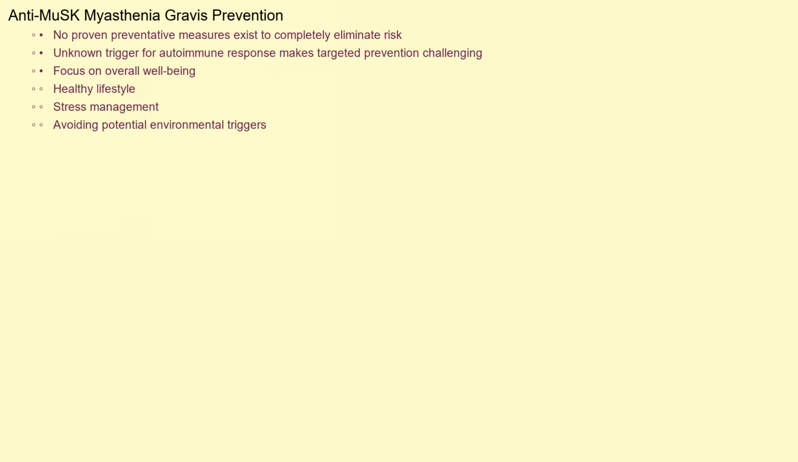Currently, there are no proven preventative measures to completely eliminate the risk of developing anti-MuSK myasthenia gravis. Since the exact trigger for the autoimmune response is unknown, targeted prevention strategies are challenging. However, maintaining a healthy lifestyle, managing stress, and avoiding potential environmental triggers may contribute to overall well-being and potentially reduce the risk in susceptible individuals.